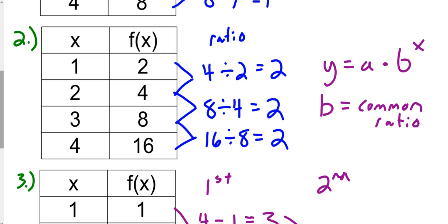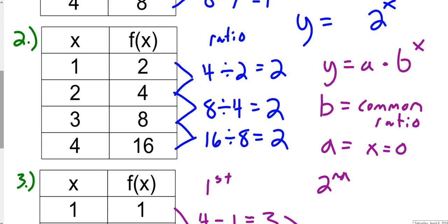So we know that our equation looks like this: 2 to the x. You just got to figure out what a is. And a is not hard to figure out. A happens when x equals 0. So again, your charts will actually have a 0 on it, so it'll tell you what A is. But here, we don't have our 0, so we'll work backwards real quick.